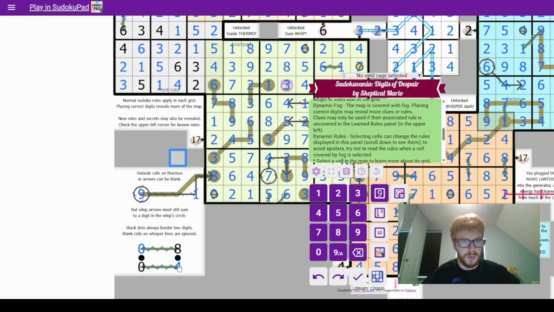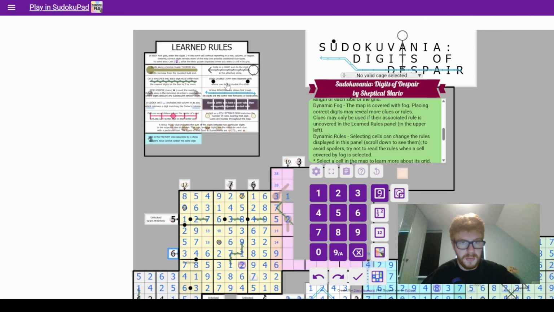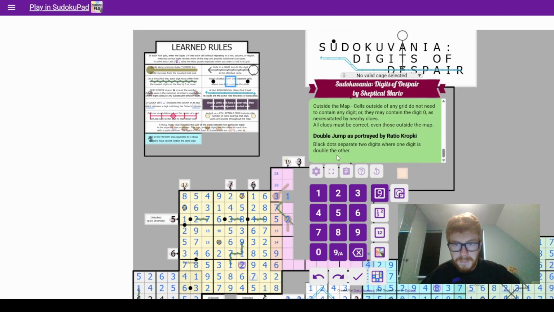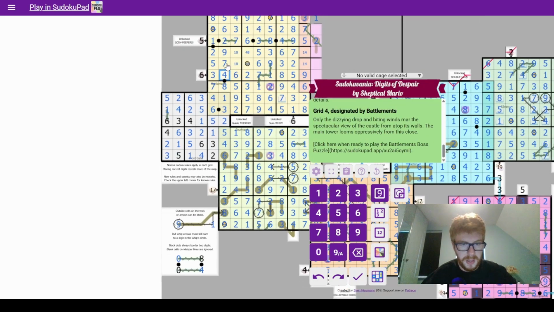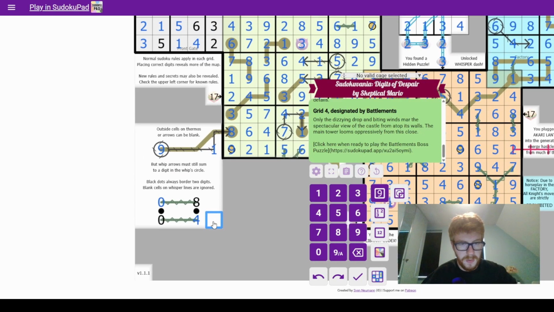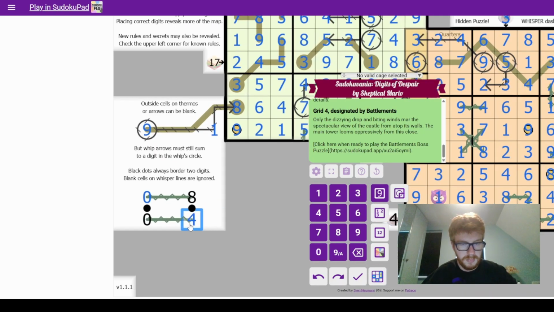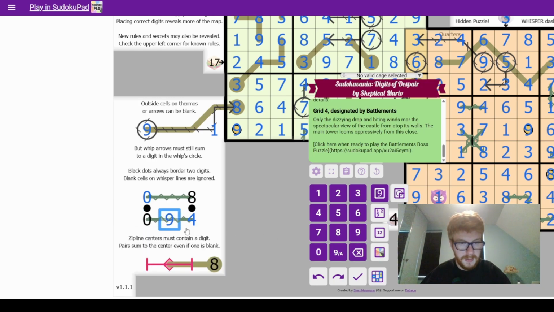What is the exact rule with the black dots? Because maybe that'll give some clarification. Separate 2 digits where 1 digit is double the other. But double 0 is 0. That's not a difference of 5. So there has to be something between here. So that's a 9.